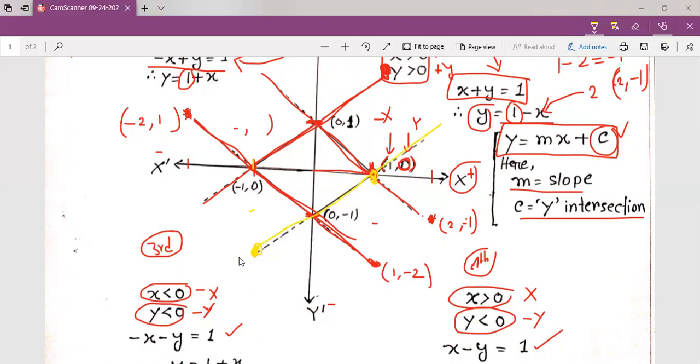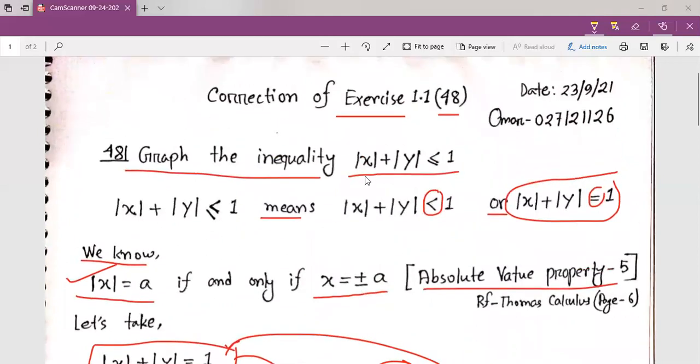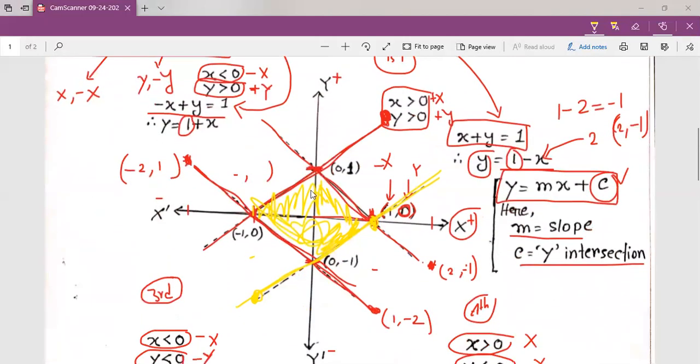Okay, so our solution will be in between these four lines. Let's see our question. Because the value of modulus x plus modulus y is less than or equal to 1, and as it is less than, our solution will be in between this area.